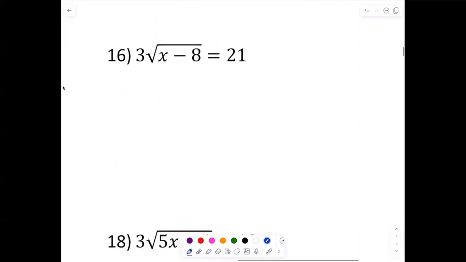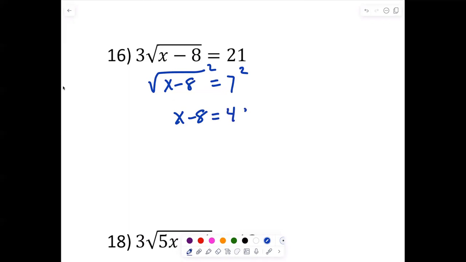All right, everybody take a look at 16. What do you think I need to do first? Divide by 3. Divide by 3. And now what? Square. What's 7 squared? 49. Now what? Add 8. So x equals 57. I told you it's kind of easy.